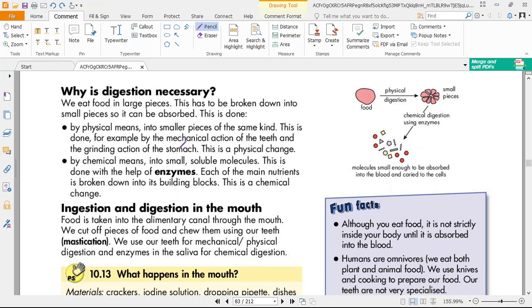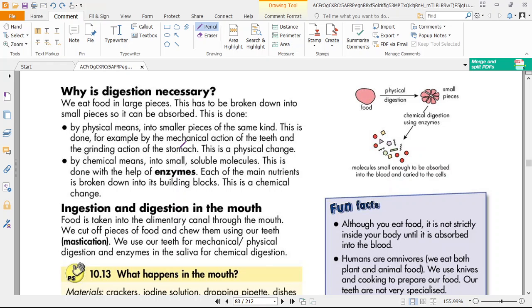The stomach acts like your hand or your parent's arm when they are really kneading the flour. You notice how they knead the flour. The walls of the stomach actually crush the food that is in there also. So this is a physical change, the mechanical action of the teeth masticating the food, crushing and grinding the food, and your stomach also providing a grinding action.